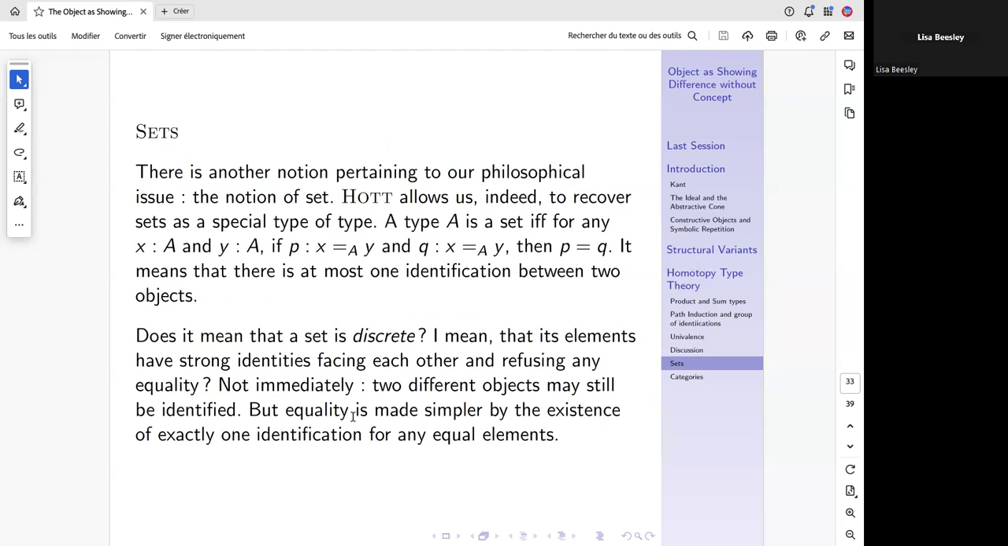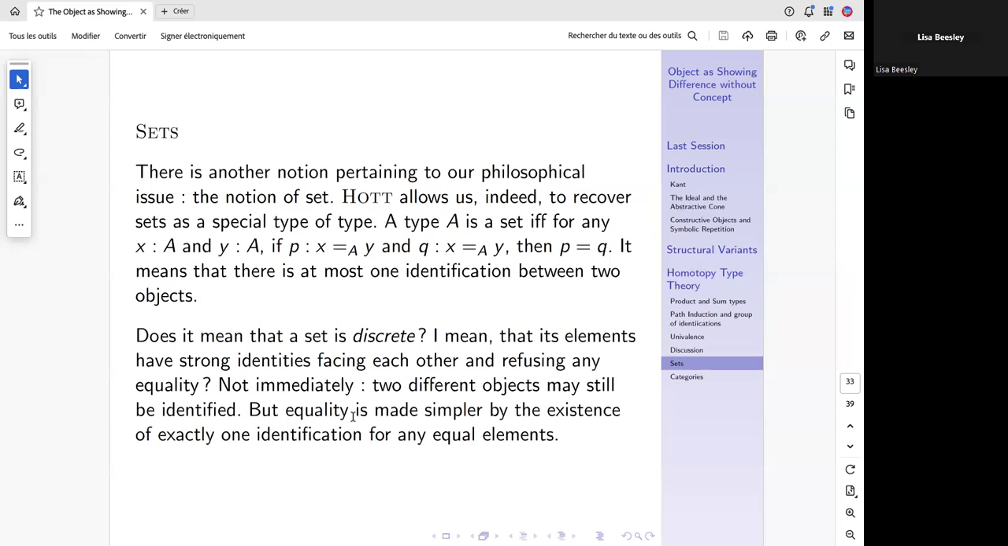You find also in HoTT a notion of sets. A type is called a set in homotopy type theory if for any two objects X and Y of type A, and for any two identifications P and Q of X and Y, then P equals Q. So it seems to mean that there is at most one identification between two objects.